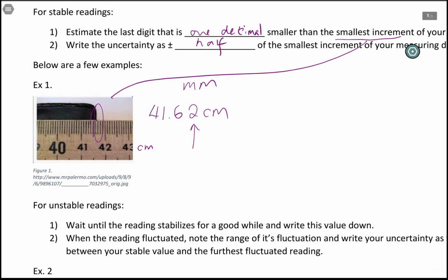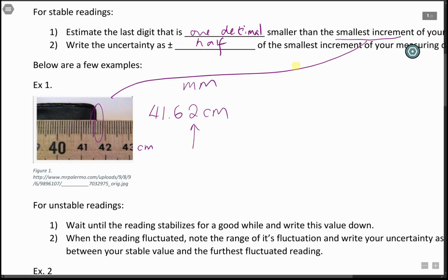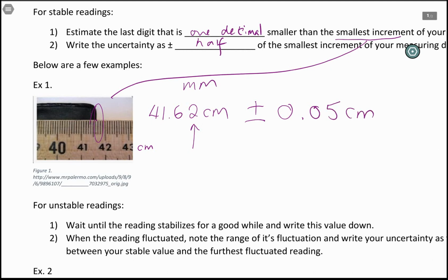Now, to write our uncertainty, we're going to write that as plus minus half of the smallest increment, which is half of a millimeter. That gives us 0.05 centimeters. That is an example with a stable reading.